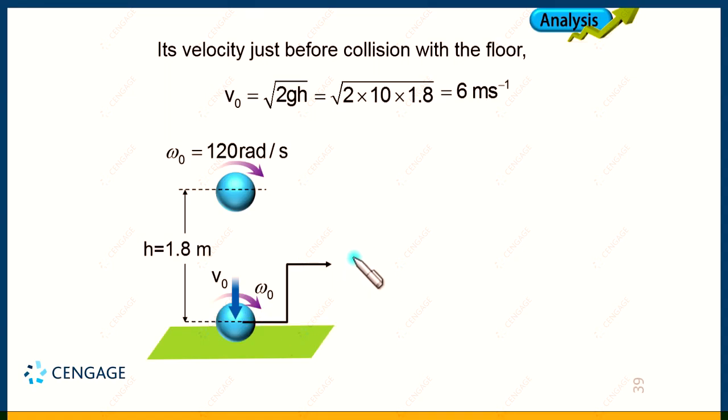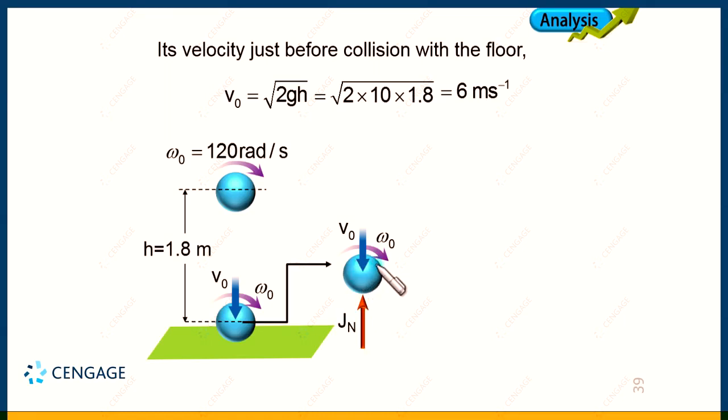Let us plot the ball again. This is the situation just before collision, and at the time of collision, the impulse will act in the vertical up direction. That is the impulse provided by the ground on the ball. This one is the normal impulse, right?